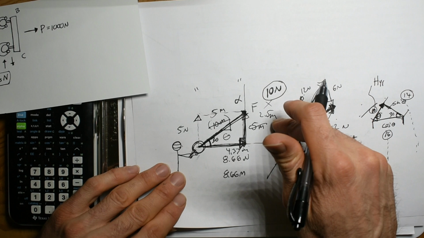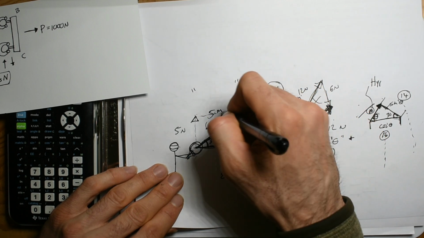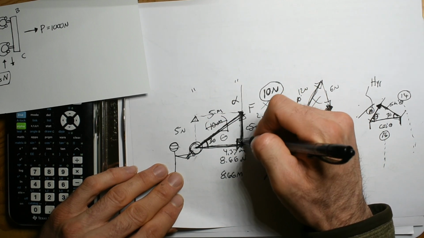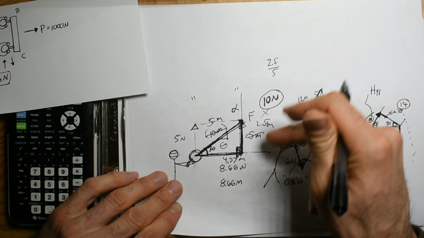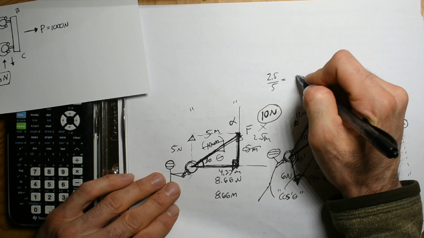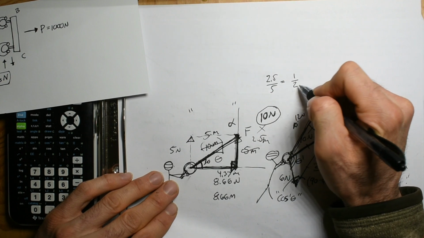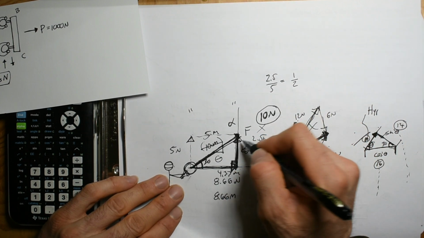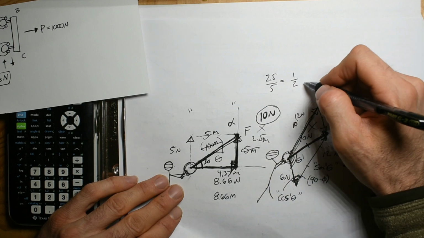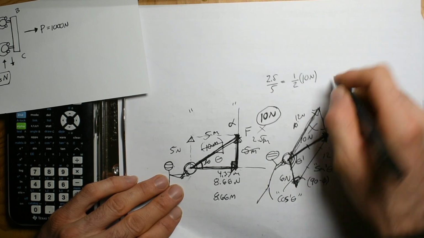How do we get this component? Well, we say 2/5, so the ratio of the length of this side compared to the hypotenuse, that's going to be 2.5 divided by 5. It's not 2/5, but 2.5 divided by 5, that's a ratio of 1/2. Therefore, the force component on this side is going to be 1/2 times 10 newtons.